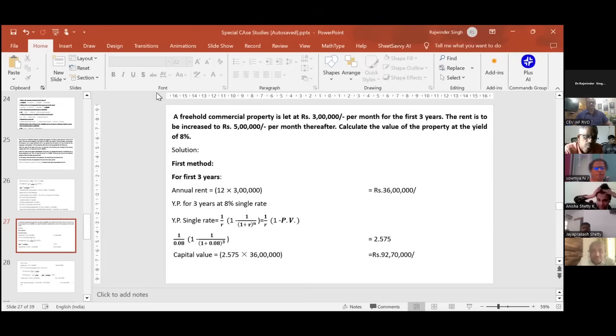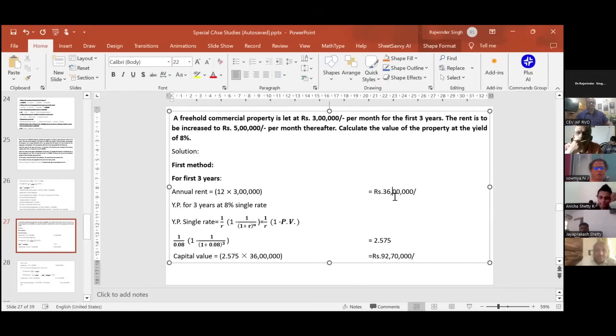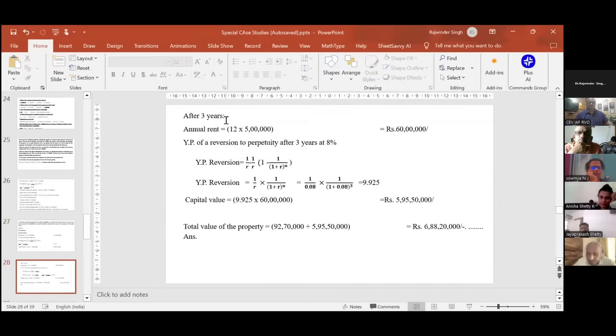First find the capitalized value of 3 lakh, and then later using YP perpetuity, we find the capitalized value of 5 lakh and then add both of them. Simple one. You calculate the annual rent, 3 lakh per month, 36 lakh per annum. YP single rate, of course, you will be using because it is 3 years. And after that, you will be using YP perpetual. And then the capitalized value of it. This is a basic question, nothing new with that.